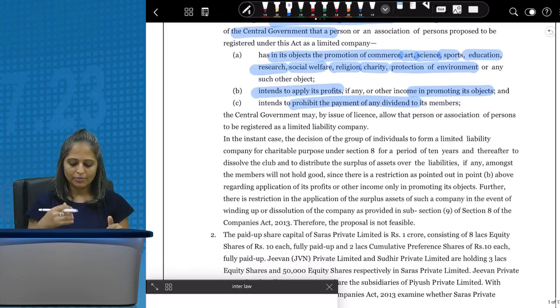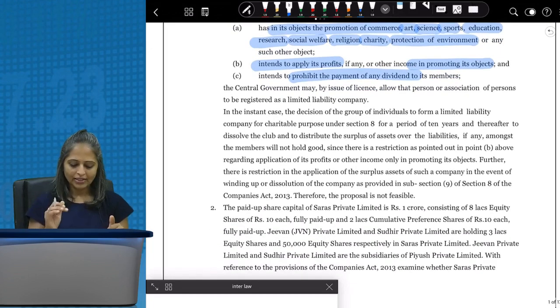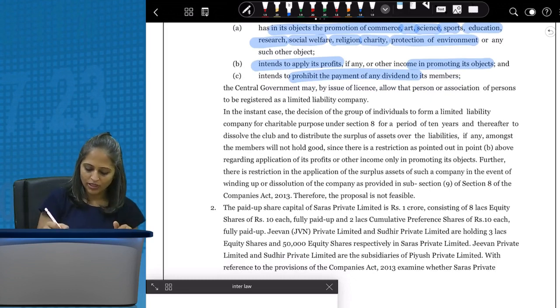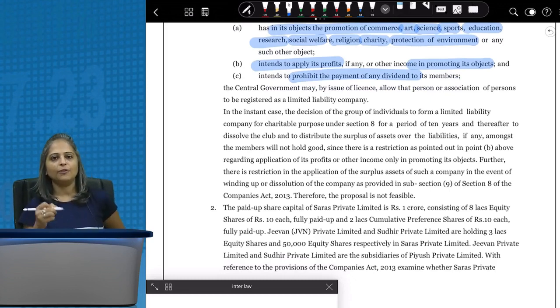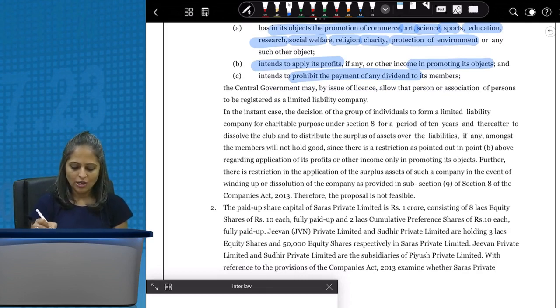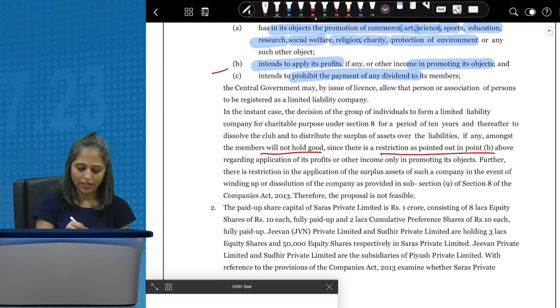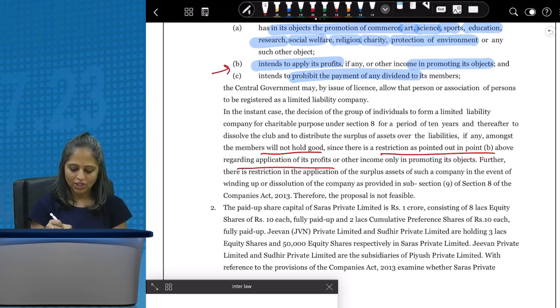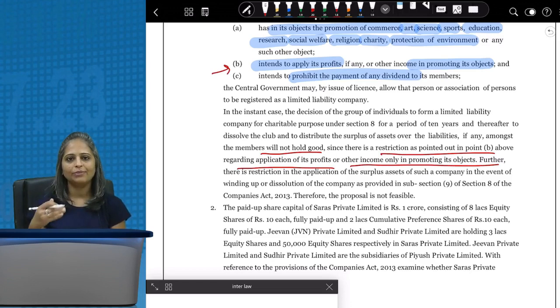The Central Government may, by issue of license, allow that person or association of persons to be registered as a limited liability company. In the instant case, the decision of the group of individuals to form a limited liability company for charitable purpose under Section 8 for a period of 10 years and thereafter to dissolve the club and distribute the surplus of assets over liabilities, if any, amongst the members will not hold good, since there is a restriction as pointed out above regarding application of its profits or other income only in promoting its objects.